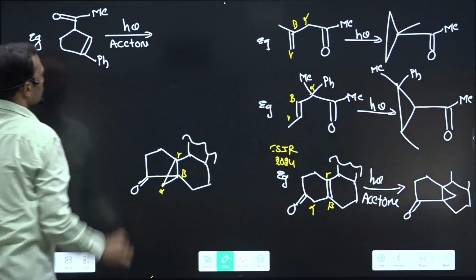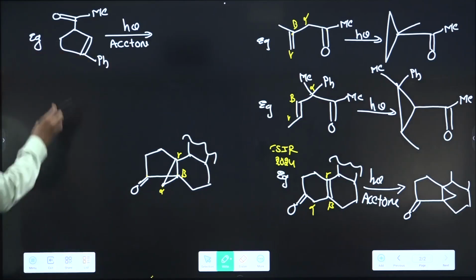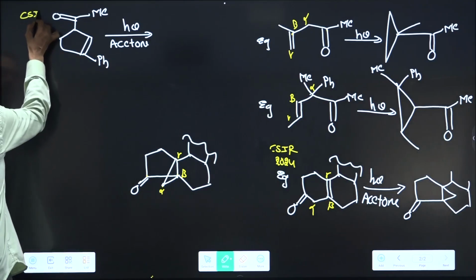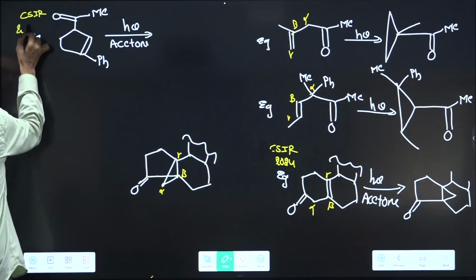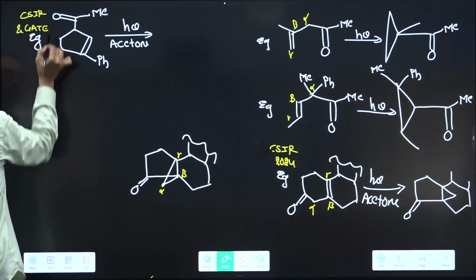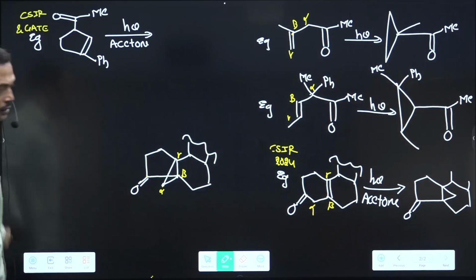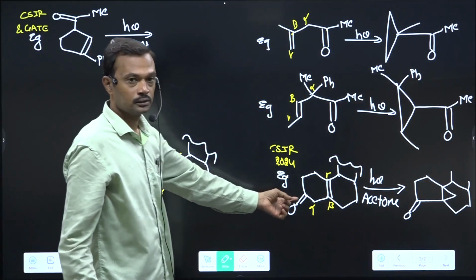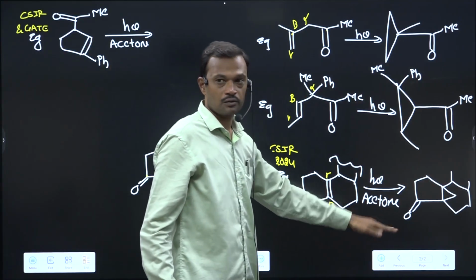This is acetone. Give the answer. These upcoming three molecules are repeated in GATE and CSIR exams. You should be very strong. How to write? This was given last year.